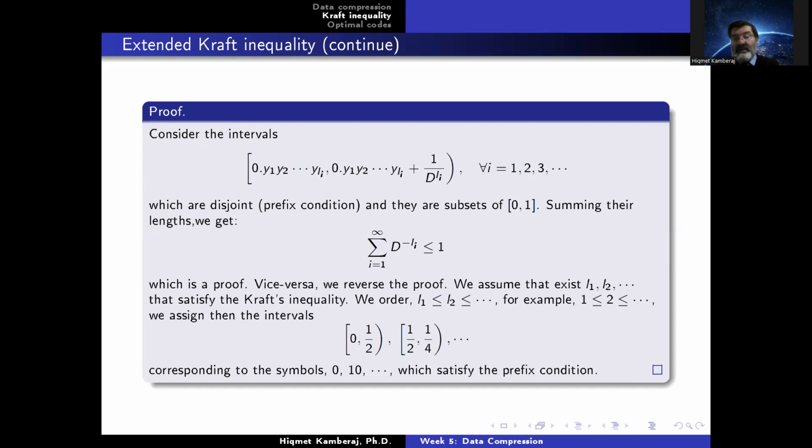All right, this is what it means, disjoint in this case. And they are, moreover, subsets of this big interval, 0 to 1, because they never exceed 1. Assuming the lengths, we get the following: the sum over i from 1 to infinity of D to the power minus li is less than or equal to 1.